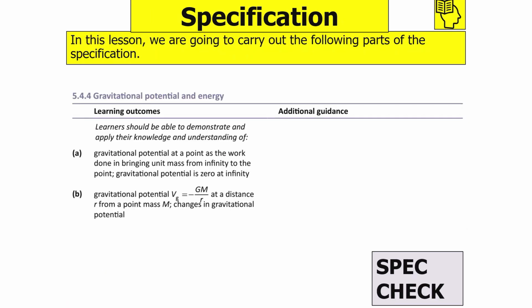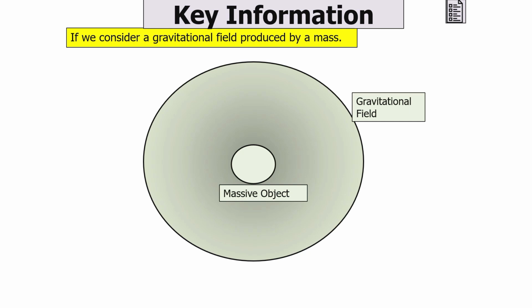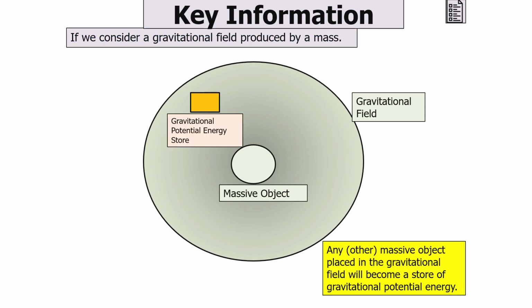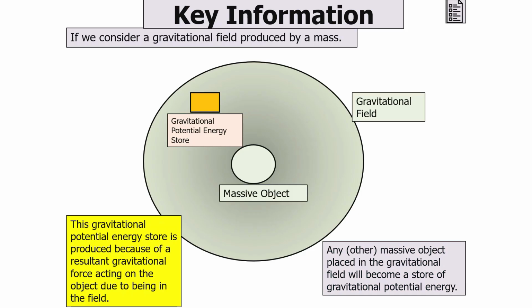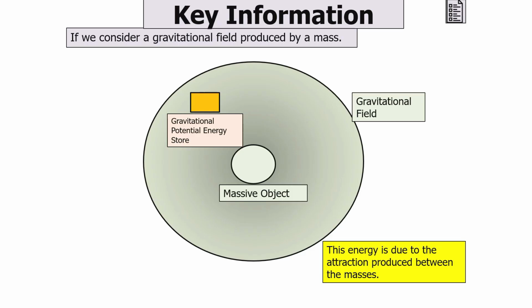So we're going to be looking at the following part of the OCR A-Level Physics specification, 5.4.4, Gravitational Potential and Energy. Now, if we consider a gravitational field produced by a mass, any other massive object placed in the gravitational field will become a store of gravitational potential energy. This store is produced because of a resultant gravitational force acting on the object due to being in the gravitational field. So this energy is due to the attraction produced between the masses.